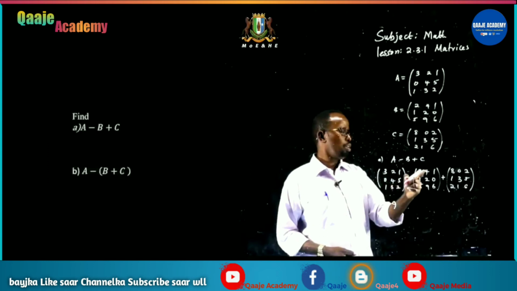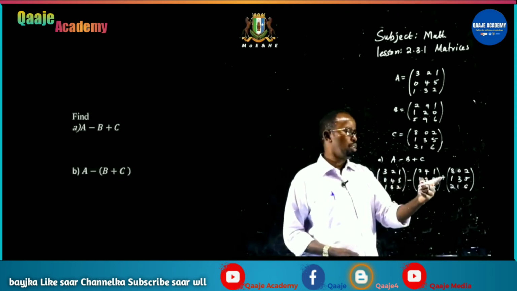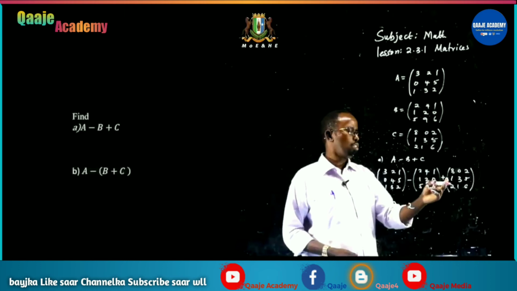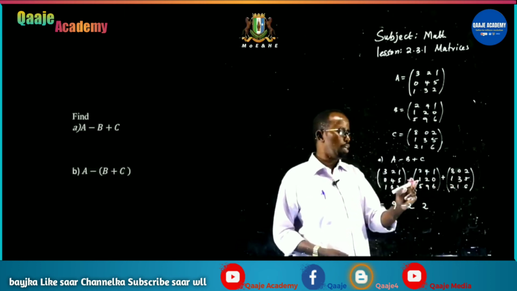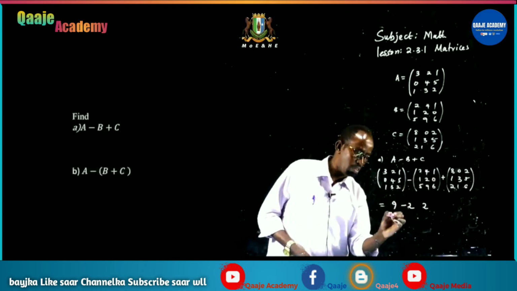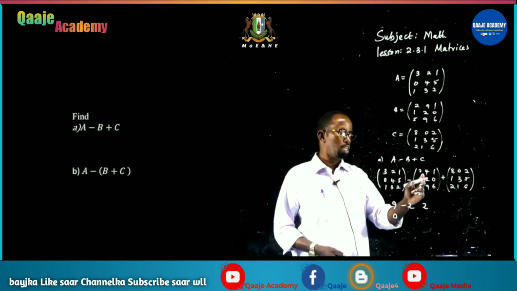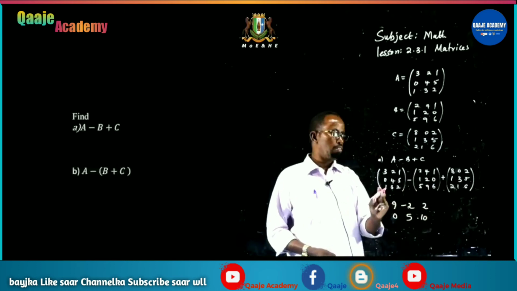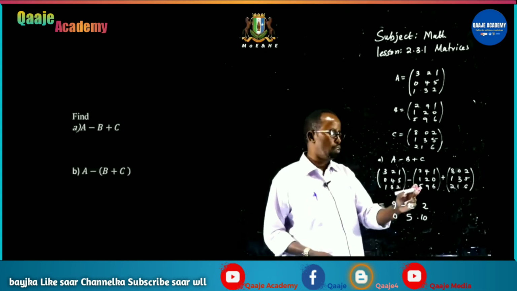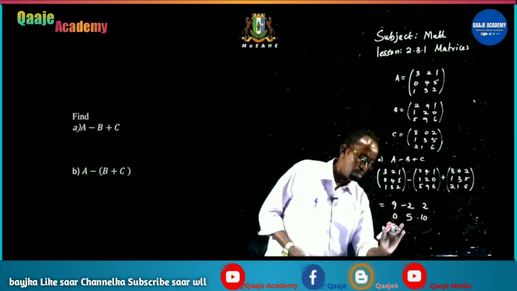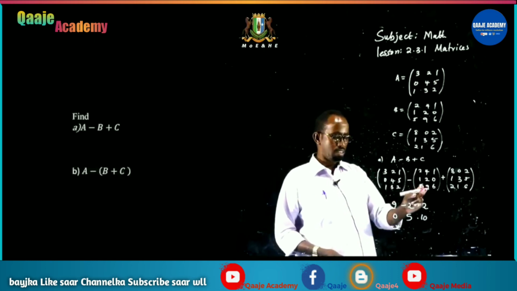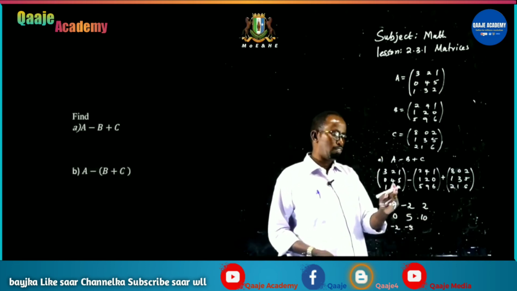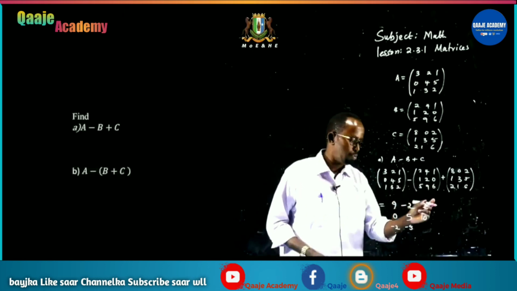2 minus 4 is minus 2, minus 2 plus 0 is minus 2 there. Then 1 minus 1, that is 0, 0 plus 2 is 2. The next one is 0 minus 1, you get minus 1, minus 1 plus 1 is 0. Then 4 minus 2 is 2, and then 2 plus 3 becomes 5. Then 5 minus 0 is 5, 5 plus 5, 10. Lastly, 1 minus 5 is minus 4, minus 4 plus 2 is minus 2, and then 3 minus 9 is minus 6, minus 6 plus 1 is minus 5. Then lastly, we have 2 minus 6 is minus 4, minus 4 plus 6 is positive 2.